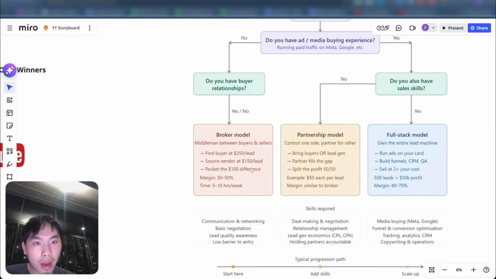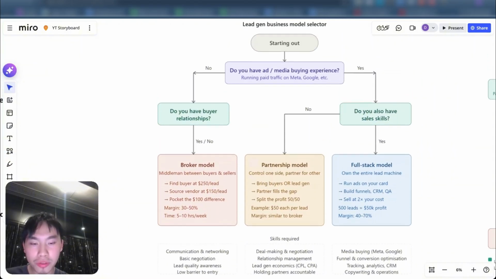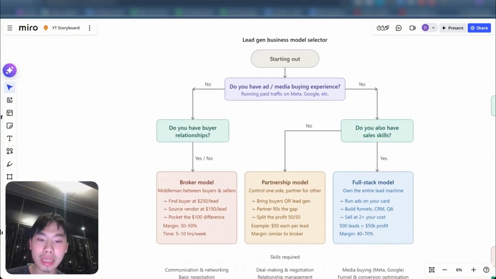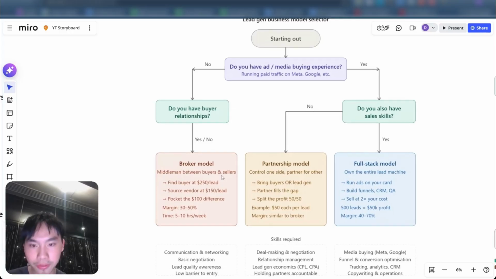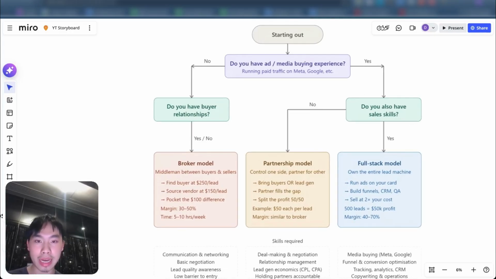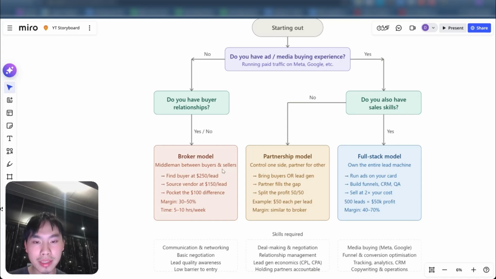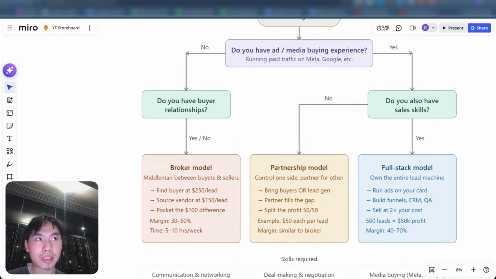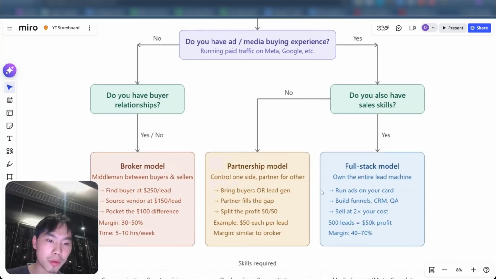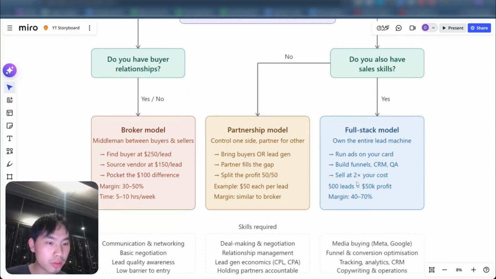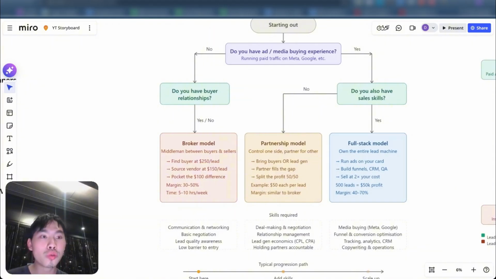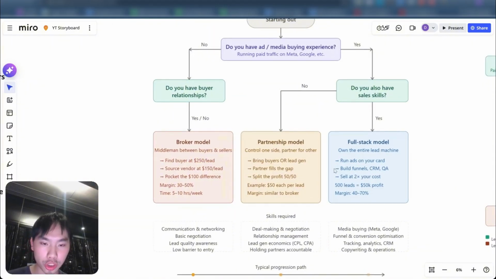However, this doesn't take much time. So if you're getting started out, you're extremely good at outreach, the broker model is something to pursue if you have no idea how to run ads, right? And then once you develop, get some cash flow, and you can learn how to run ads, transition into the full stack model where you run your ads, build the funnels, send the leads to the supplier, and also do business development, right? And that's where you have the most margin.